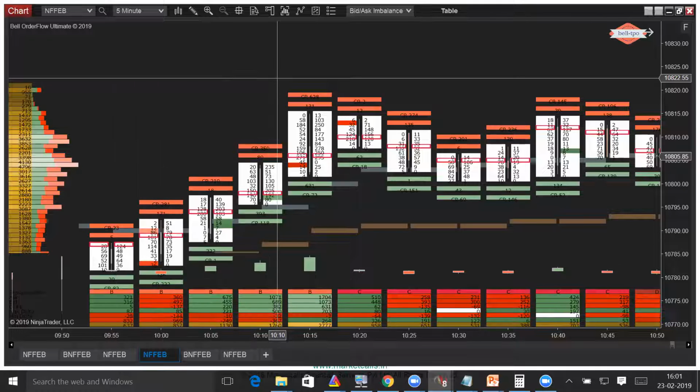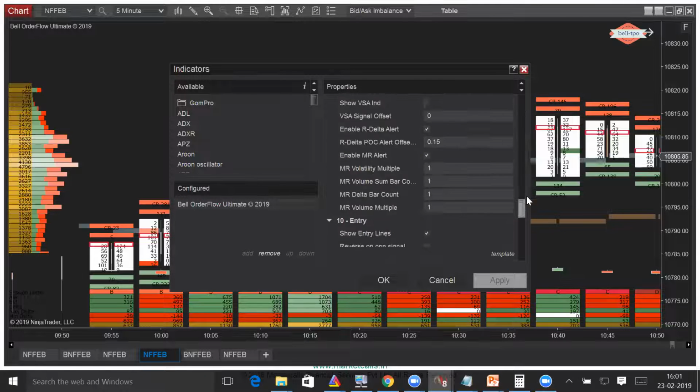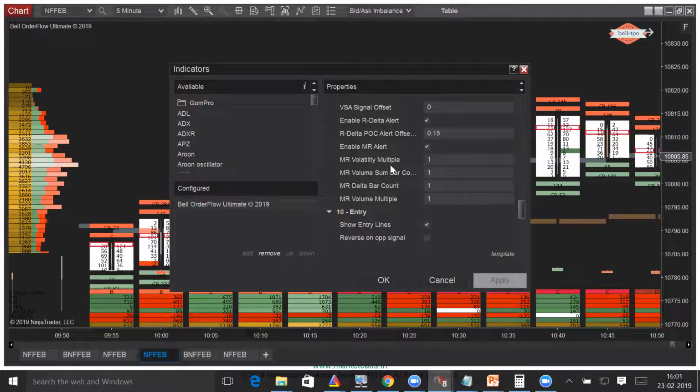Go to indicators. Here all these controls are available. So volatility MR multiples, you can give the volatility multiple, which will compute how big the volatility is supposed to be, and MR volume sum bar count, and then delta bar count, how many times it has to be there, and then volume multiple. So compared to the inside bar and the high volatile bar, how many multiple times the volume should be. By default, I would like to take it as 1, 1, 1, and 1.